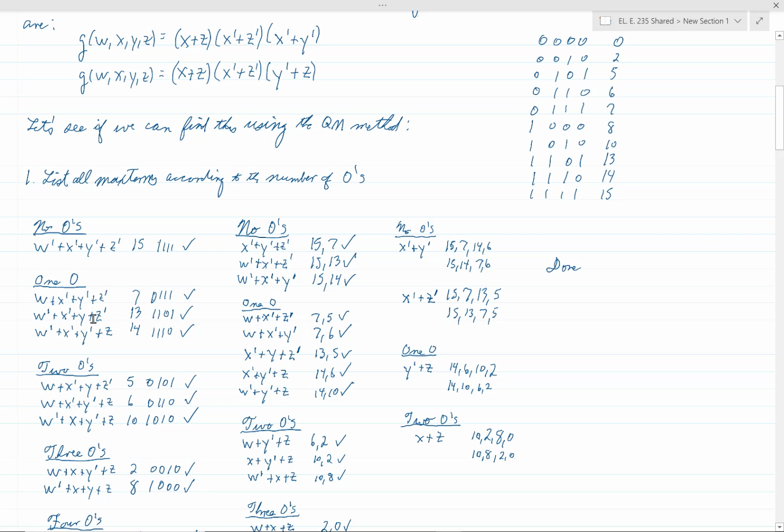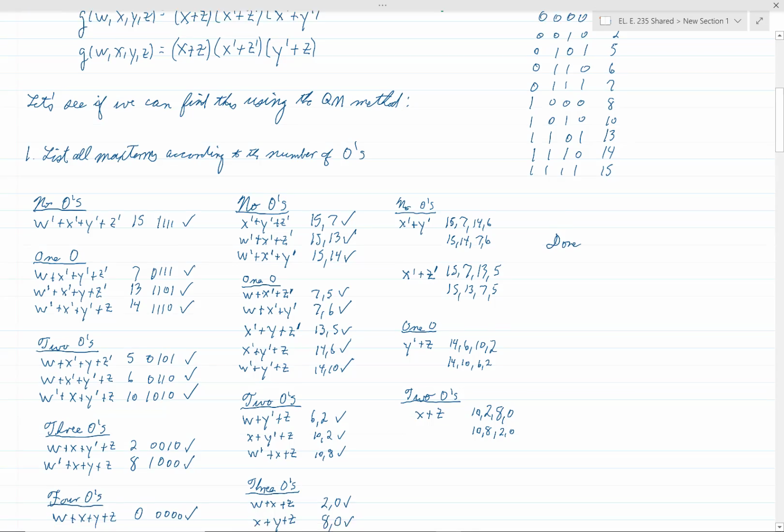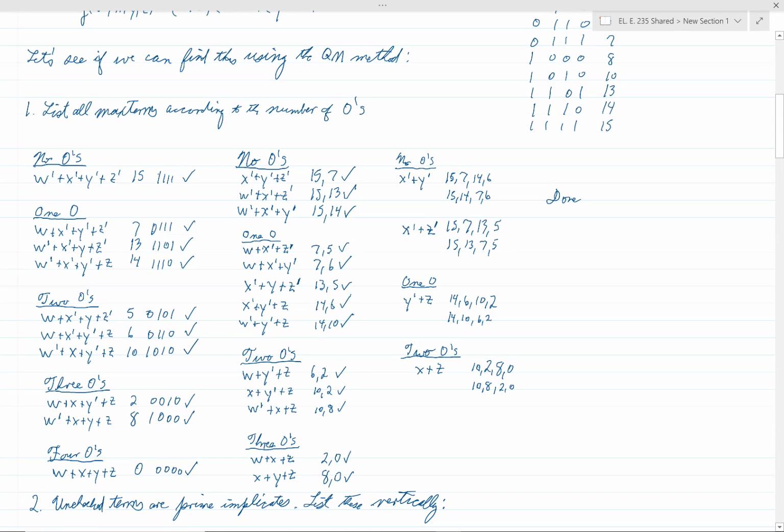And then there are 3 that have only 1 zero, 7, 13, and 14. There are 3 that have 2 zeros, 5, 6, and 10. There are 2 that have 3 zeros, 2 and 8. And then finally, there's one term that has 4 zeros, and that's 0, which is w or x or y or z.